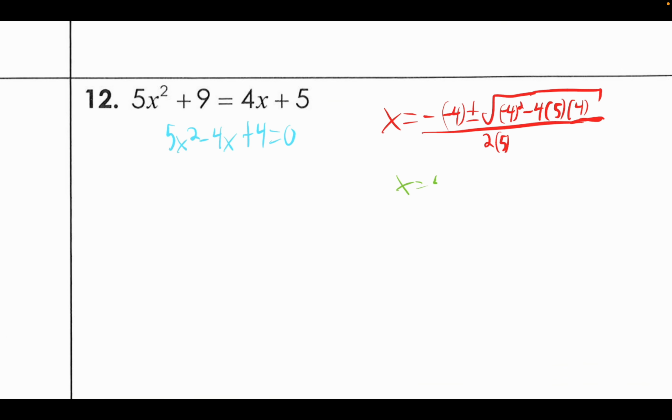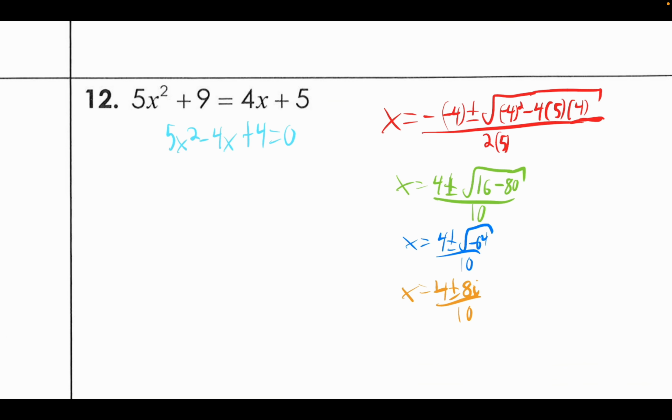And that is 4 plus or minus the square root of 16 minus 80, all over 10. And so that gives me 4 plus or minus the square root of negative 64 over 10. The square root of negative 64 is the square root of negative 1 times the square root of 64. So that's 4 plus or minus 8i over 10.